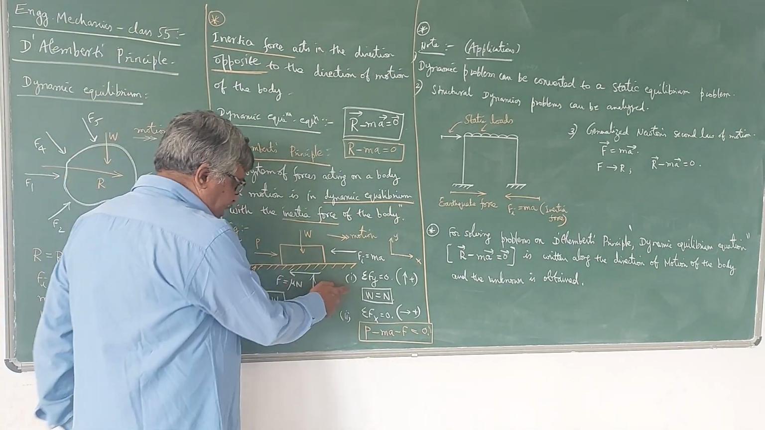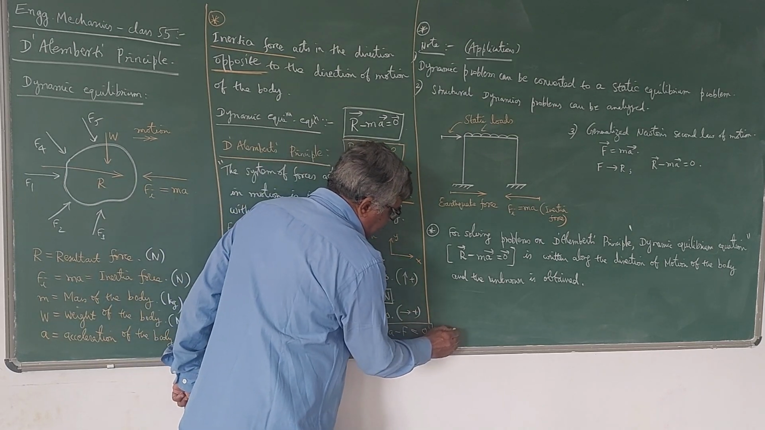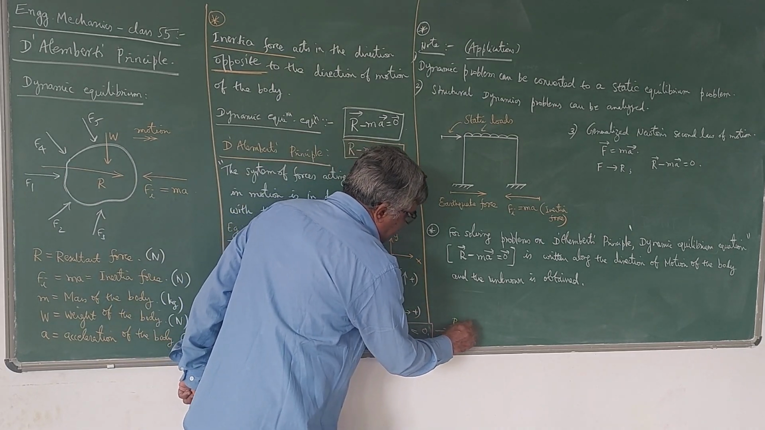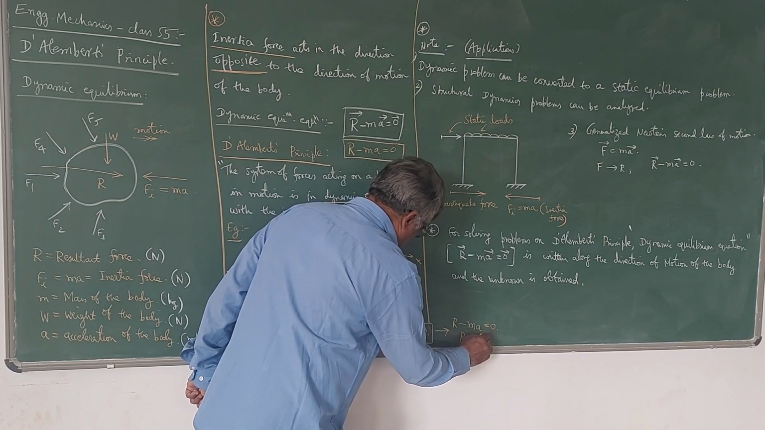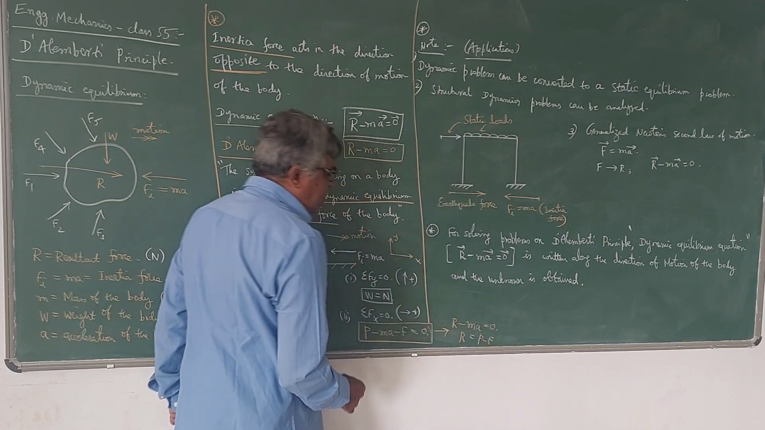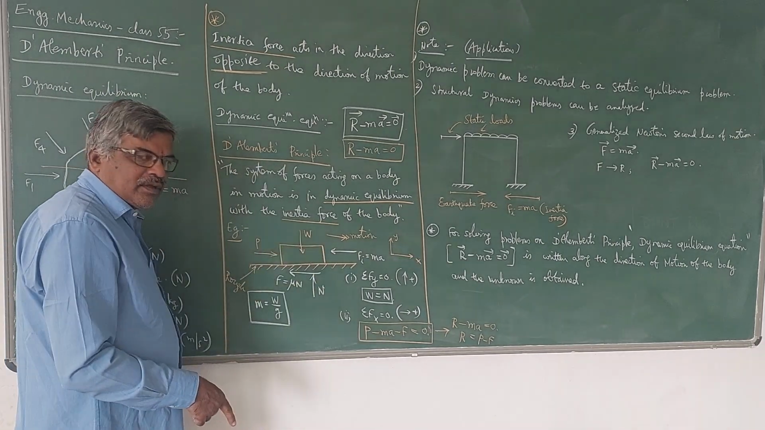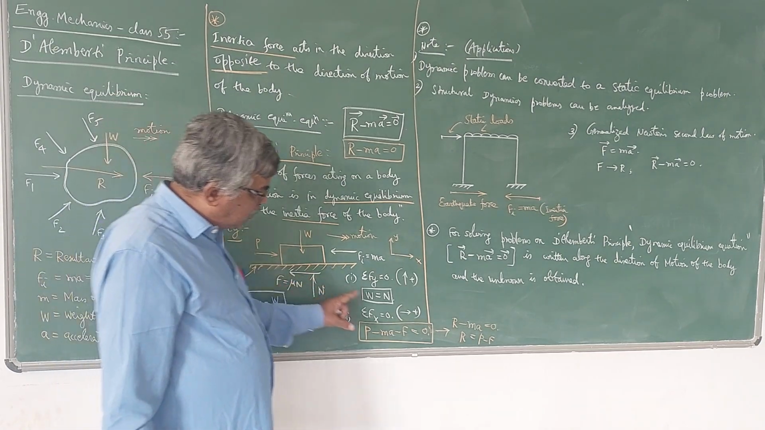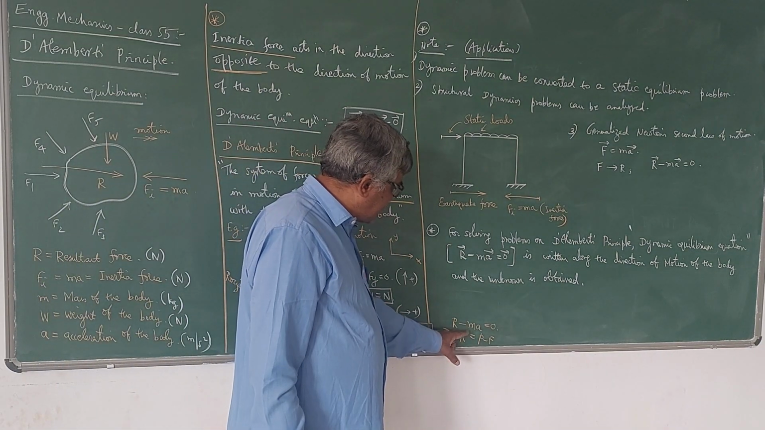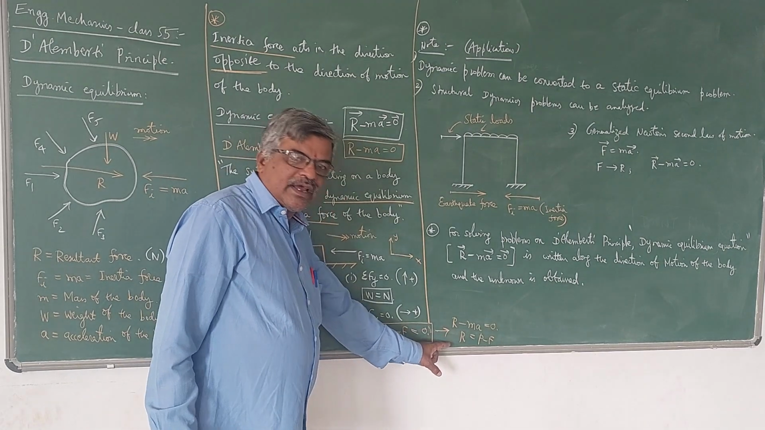So these two are the equilibrium equations. Among these two, this itself is the dynamic equilibrium equation, which you can write as R minus Ma is equal to 0, where R is P minus F. You can see here the resultant force acting in this direction is P minus F. So that will be equal to this Ma. So either you can write it like this or like this.